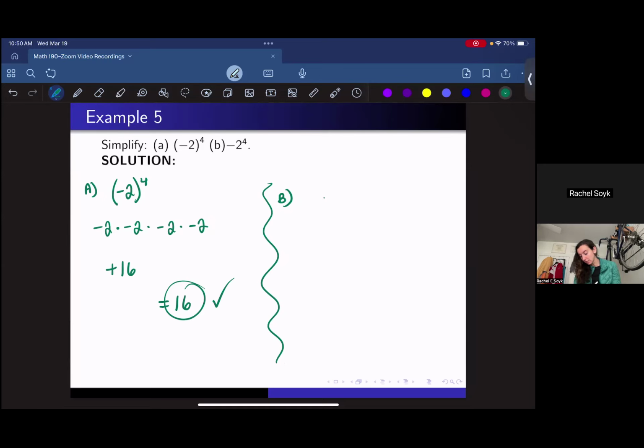Now, B, we have negative 2 raised to the fourth, and there's no parentheses here. So what do we do in this situation? This is a very common mistake that students usually make. We want to do the exponent first, and then whatever that result is, we have to tack on a negative in front. We already found out from the previous example that 2 to the fourth is 16. So our final result here is just negative 16, and we're done.